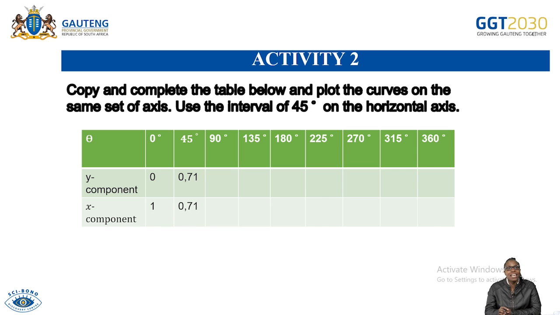Now let us look at activity 2. Activity 2, trying to generate or plot the curves of both the y component and the x component. Remember I said your y component is sine and your x component is cos. When I am having those values, I must complete the table, and after completing the table, I must be able to plot the graph. Here at 0, sine 0 on my y component, I get the 0 that you see there. When I say cos 0, I get the 1 that you see over there.